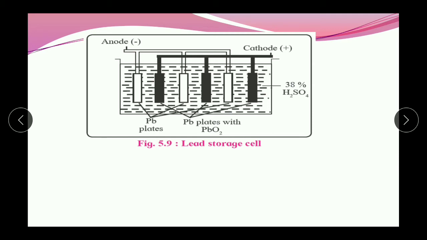What is the electrolyte here? The electrolyte is 38% H2SO4, 38% by mass, with its density 1.2 gram per ml.